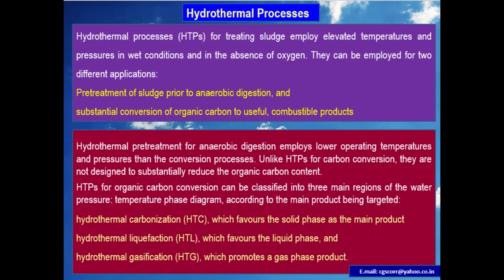Hydrothermal processes for organic carbon conversion can be classified into three main regions of the water pressure-temperature phase diagram, according to the main product being targeted. They are hydrothermal carbonization, shortly called HTC, which favors the solid phase as the main product. Then hydrothermal liquefaction, shortly called HTL, which favors the liquid phase, and further hydrothermal gasification, shortly called HTG, which promotes a gas phase product.